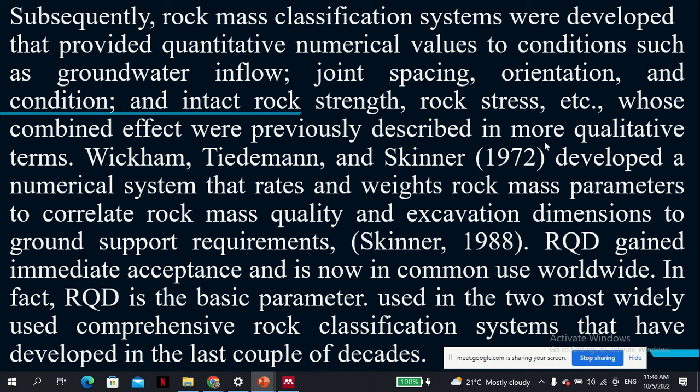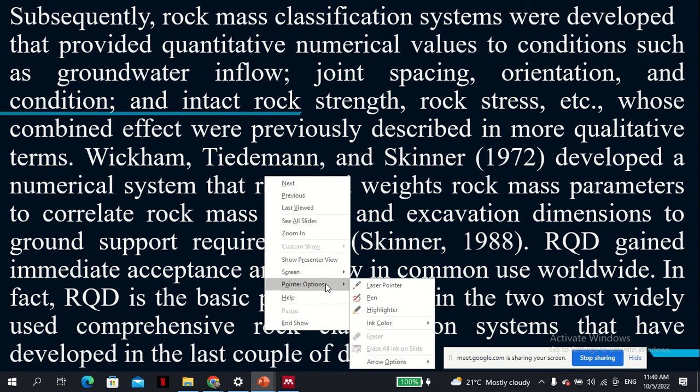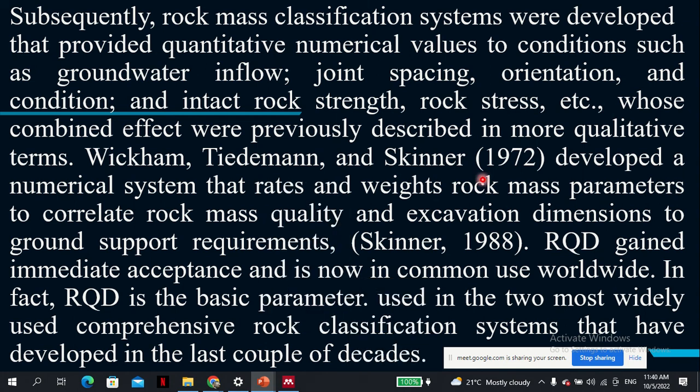Like we've said, previously the values given by design were more qualitative, but we prefer some specific figures that have some specific meaning. So Deere, these researchers, in 1967, developed a numerical system that rates and weights recorded rock mass parameters to correlate rock mass quality and excavation dimension and ground support. This researcher is in 1988.